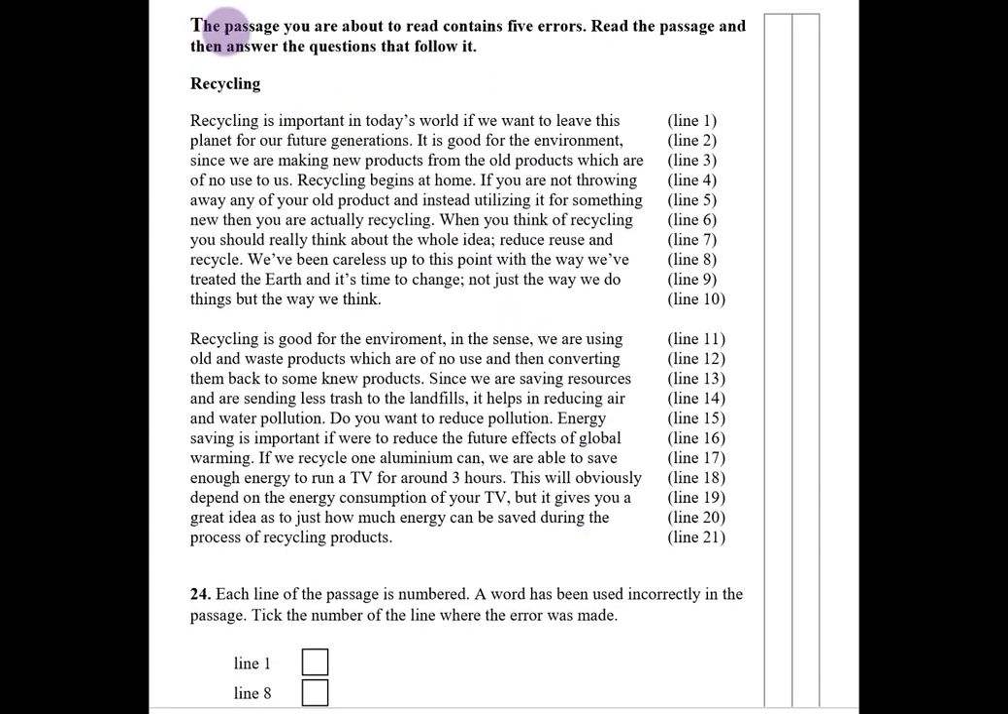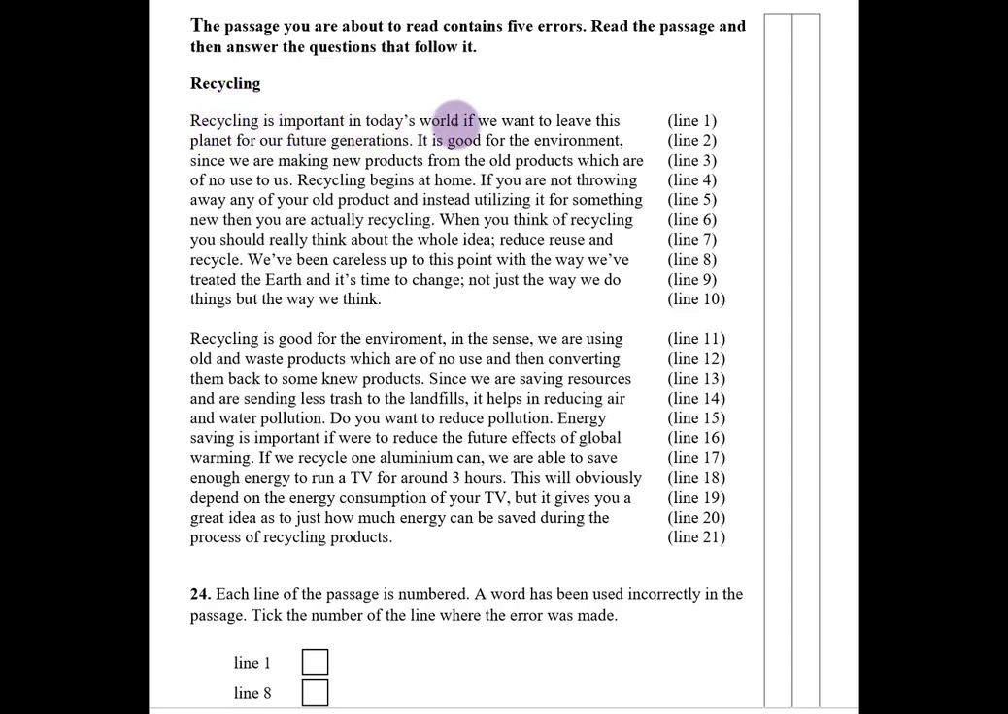Now, 5 mistakes text. The passage you're about to read contains 5 errors. Read the passage and then answer the questions that follow it. So we've got recycling. So 2 ways to do this. Some people like to read through this and then they like to go back and find it. A lot of kids like just to look at the lines and then go back to the text. If it's looking for a question, always read the sentence before and after the line as well, because it might incorporate the sentence before and after as well. I like to read it, but it's up to yourselves.